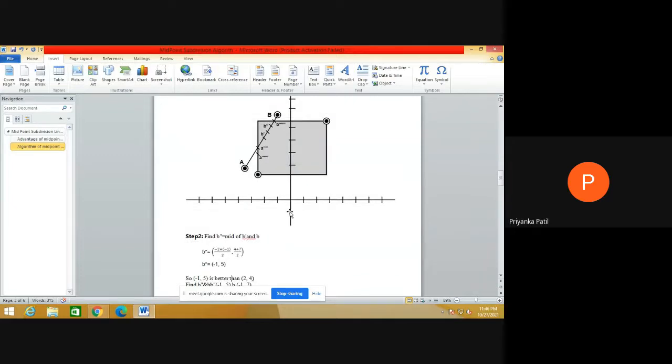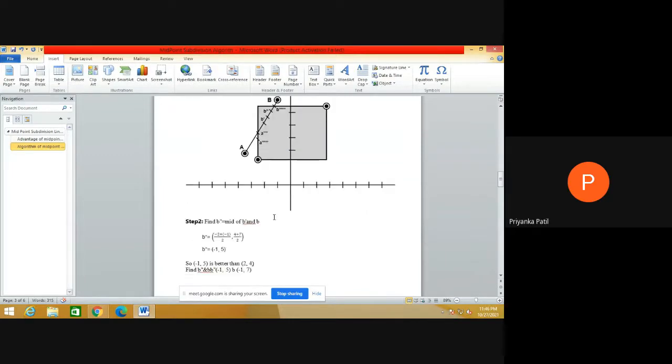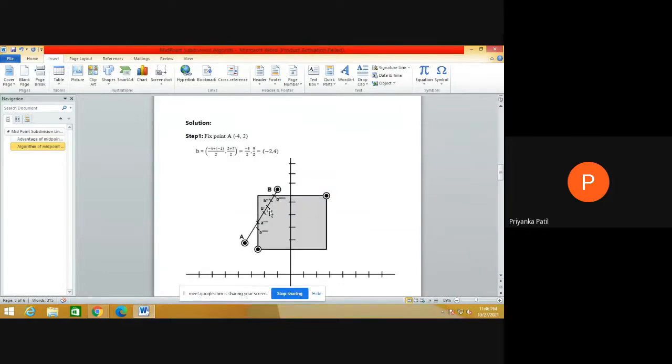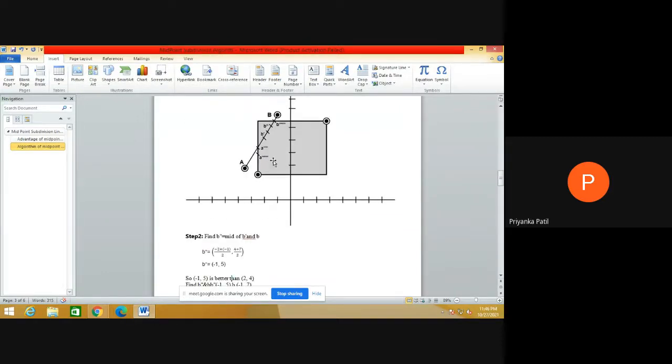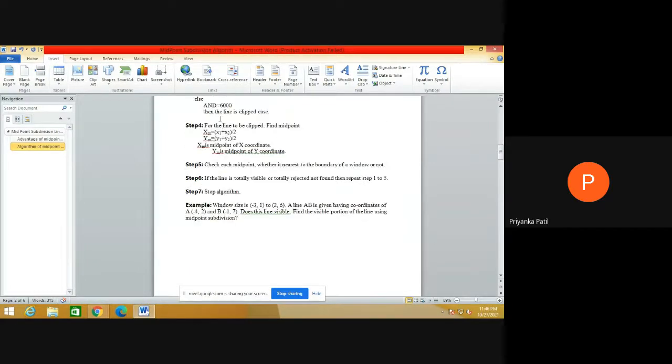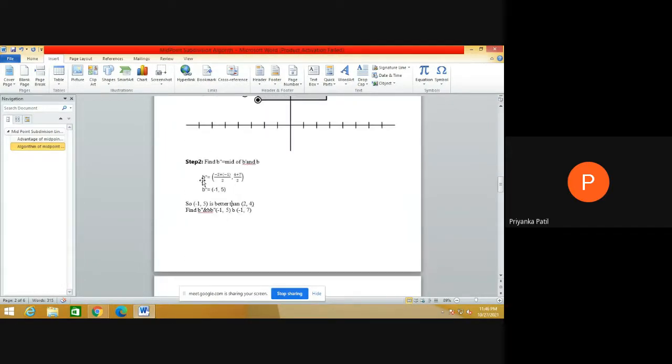So again we check the visibility. Again we divide the line segment into two equal parts. The first point is -2, 4 and the next point of the line is -1, 7. We apply the same formula, x1 plus x2 divided by 2. The value of x1 is -2 and x2 is -1, y1 is 4 and y2 is 7. So again we get the next midpoint, -1, 5.